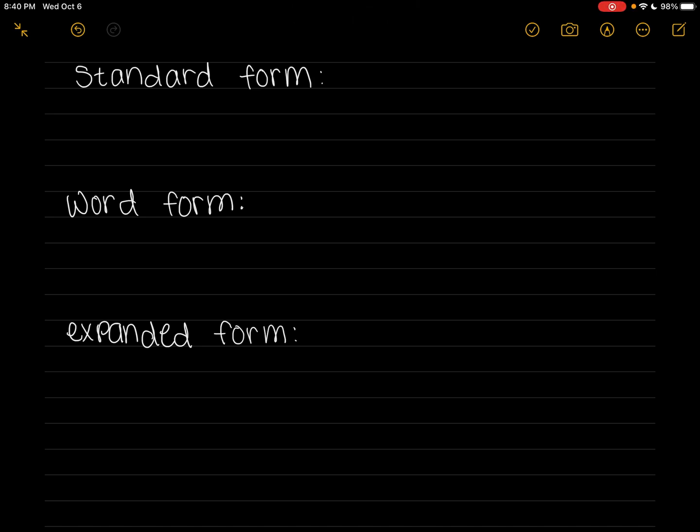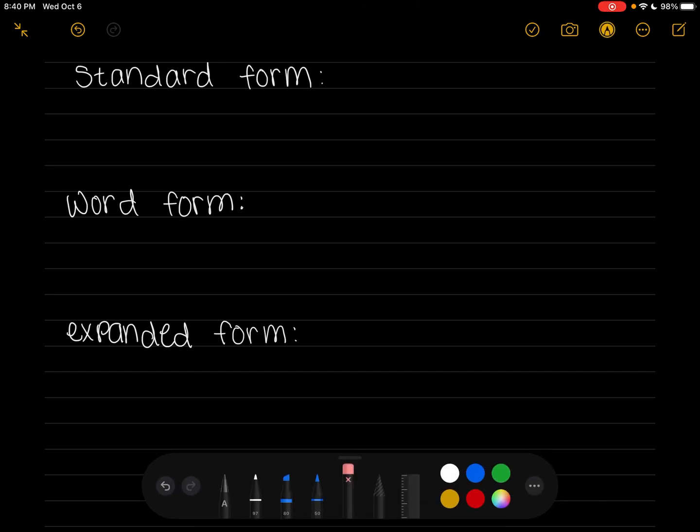There are three ways you can represent a number: standard form, word form, and expanded form. Standard form is when you write the number using numbers. So for example, if I have the number 7,681,243 and 5/10, I would write it this way in standard form using the numbers. This is how you would traditionally see a number in math.